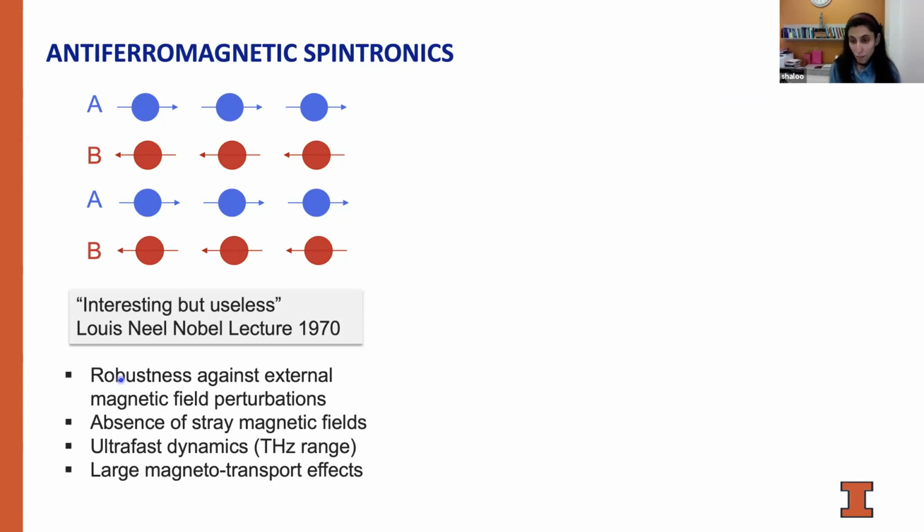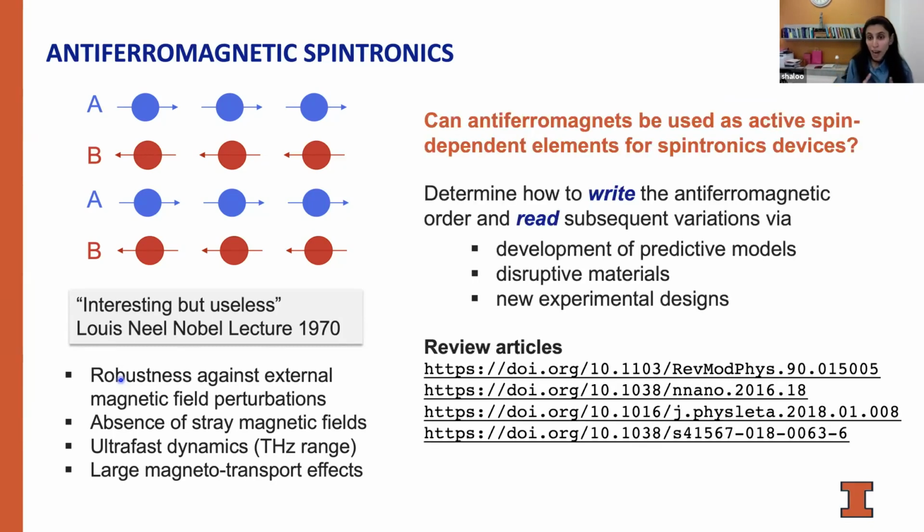But there are a number of issues, because if we have to use antiferromagnets as active elements for spintronics devices and applications, we really need to invest a lot more into understanding how to write this antiferromagnetic order. And then importantly, and very critically, we also have to read the variations in the antiferromagnetic order. So researchers have been working in this area.